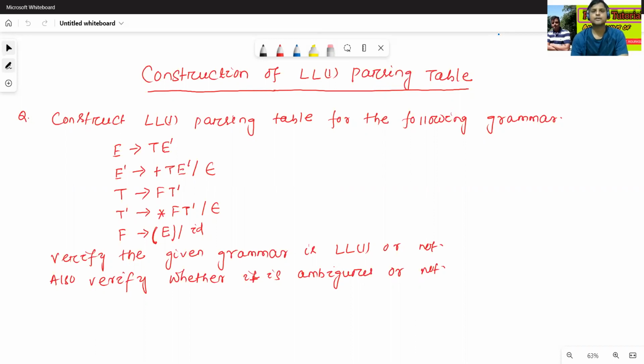Okay, so now we'll see how to construct the LL1 parsing table. The LL1 parsing table, or we can say predictive parsing table, or non-recursive descent parsing table. Now we'll construct the LL1 parsing table for the following grammar. This is one of the grammars given. So how to construct the LL1 parsing table?